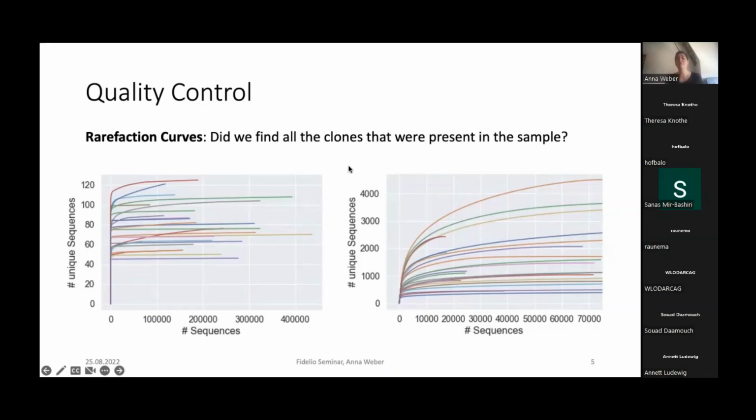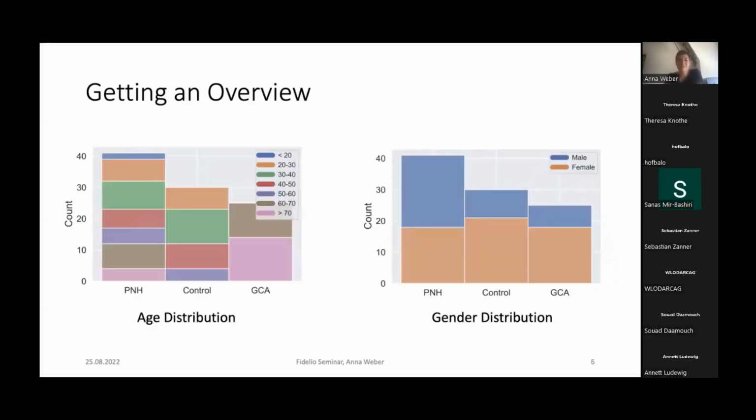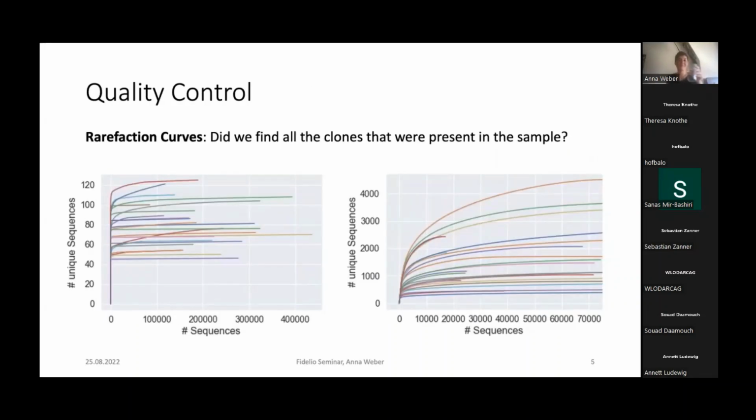So that means that we have to expect that we're still missing some of the clones that would be there, which is good to know. Can I ask something shortly? Yeah, absolutely. What happened to the lines which stopped?